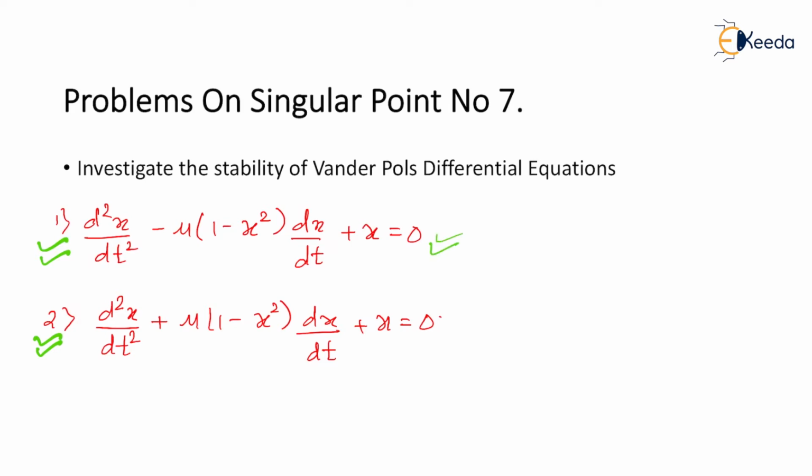For my reference, what am I going to do? This d square x upon dt square I can write as x double dot, and dx by dt I can write as x dot, because normally we are tuned for x dot or x double dot questions. We are never tuned for d square x upon dt square expressions, or we might be tuned but we might not be in a habit of solving such kind of difficult questions.